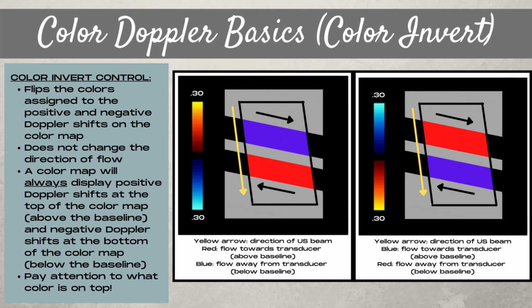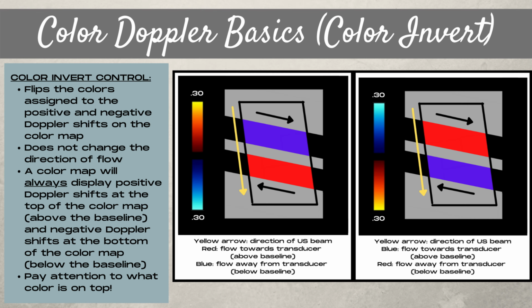When using color Doppler, there's also a control known as the color invert control. This control flips the colors assigned to the positive and the negative Doppler shifts on the color map. It does not change the direction of flow, however. Note that a color Doppler map is always going to display positive Doppler shifts at the top of the color map, above the baseline, and always display negative Doppler shifts at the bottom of the color map or below the baseline.